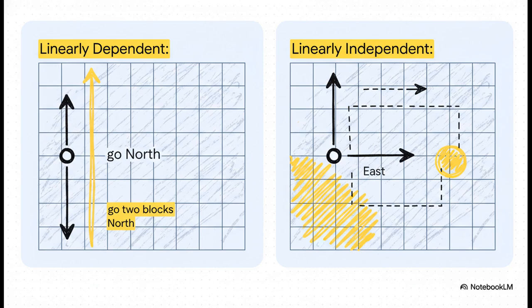Think about it like you're giving directions. You need two truly different instructions, like go 1 block north and go 1 block east. If your directions were go 1 block north and go 2 blocks north, you're not really adding any new information, are you? You're just stuck moving along the same line. It's the exact same idea for our solutions.